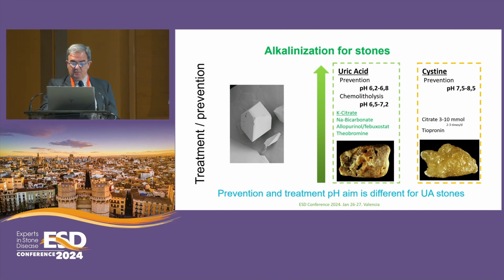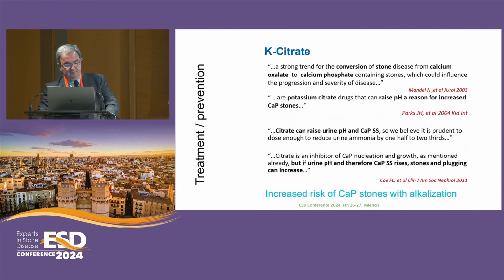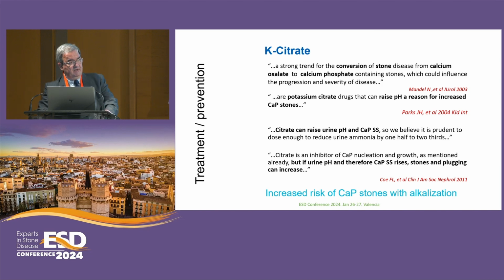Potassium citrate and bicarbonate have always been, or are widely, used for alkalinization. Allopurinol and febuxostat, as inhibitors of xanthine oxidase, will be used to reduce uric acid. And now we have theobromine as the new kid on the block. Potassium citrate, though, as we all know, has some side effects, such as gastrointestinal ones, but it also produces a shift to a higher pH, which carries a risk for calcium phosphate stone formation.